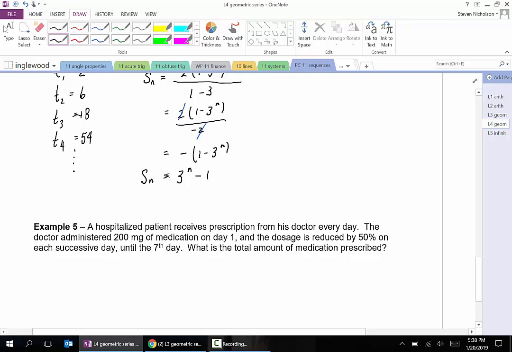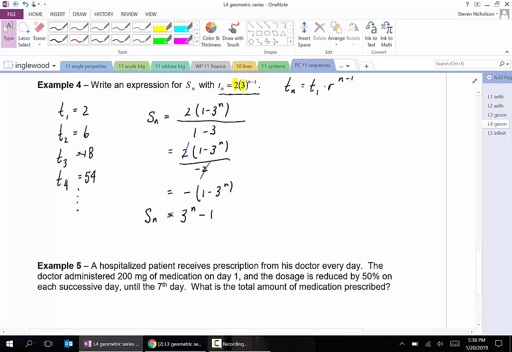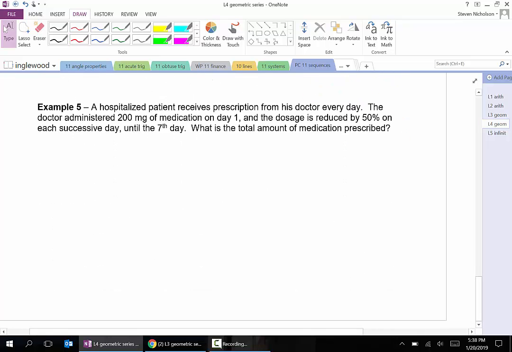So here's our formula. And if you want to make sure it's true, well, T1 plus T2 is equal to 2 plus 6, which is equal to 8. So the sum of the first 2 terms is 8. And if we wanted to use this formula to figure out S of 2, 9 minus 1 is 8. So our formula is good.